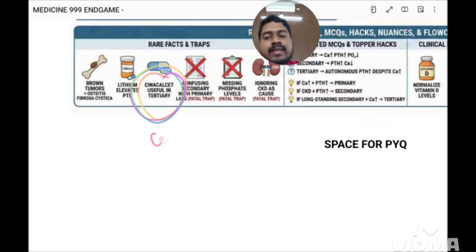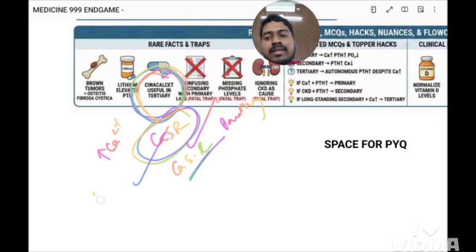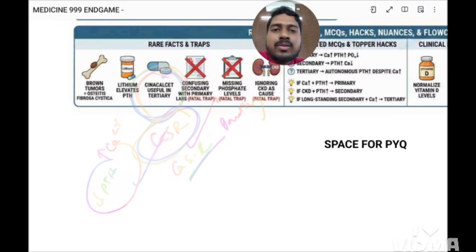Now, what does cinacalcet do? Cinacalcet sensitizes the calcium sensing receptor. There is something known as CaSR, the calcium sensing receptor present in the parathyroid gland, and cinacalcet increases the sensitivity of this receptor to calcium levels, as a result of which PTH levels will decrease. So cinacalcet is useful in tertiary.